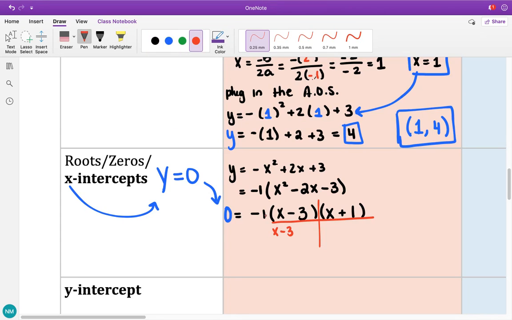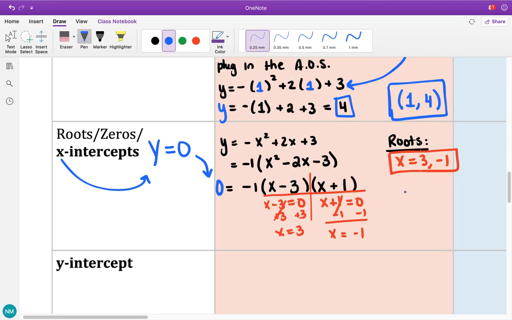So I can set, this does not matter when we are solving. It makes no difference. So x minus 3 equals 0 and x plus 1 equals 0. And so I add 3, x equals 3, and then I subtract 1, right? It just goes away. So x equals negative 1. So my roots are x equals 3 and negative 1.